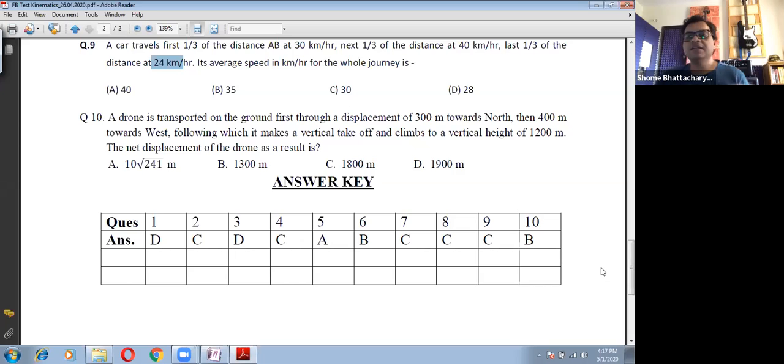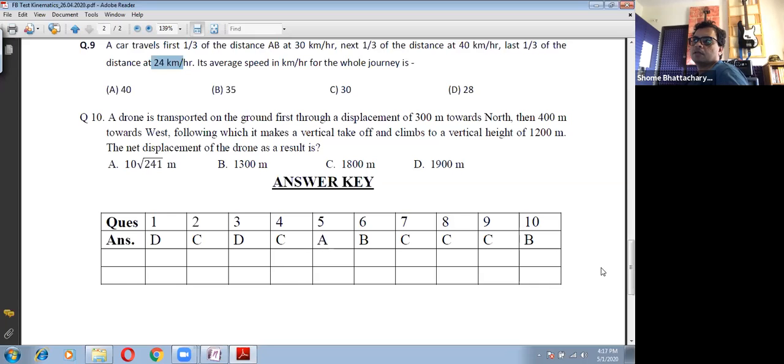So the thing you have to realize is that the 3 displacements which are given, 300 meters towards north, and then 400 meters towards west, and then vertical displacement of 1200. The relationship between the individual displacements, they are actually mutually perpendicular, because you know that the direction of north is perpendicular to the direction of west. But compared to that north, west, east, south, where does the vertical direction lie? It lies perpendicular to the whole plane.